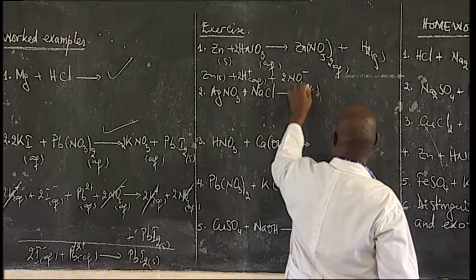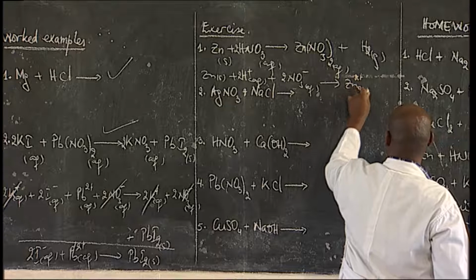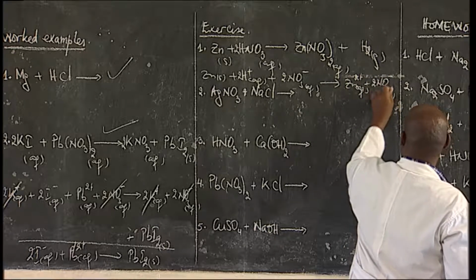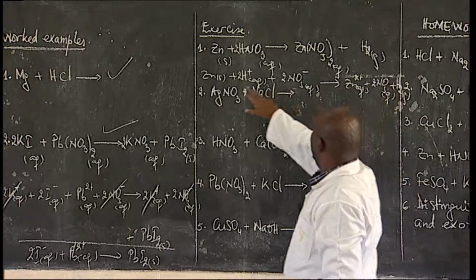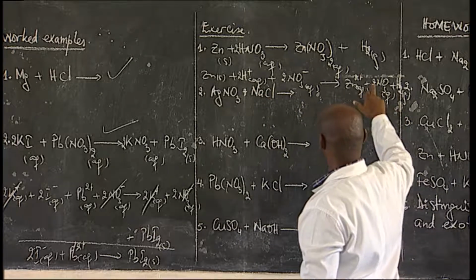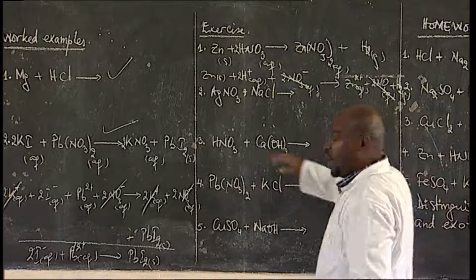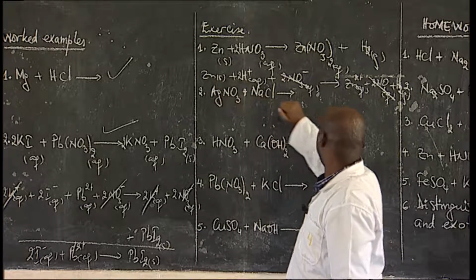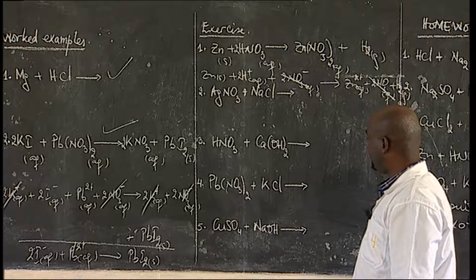plus 2NO3 negative, and we produce zinc 2 plus, 2 nitrate ions and hydrogen gas. H plus is not present on this side. So what we have that is present is the nitrate ion and the nitrate ion, and our ionic equation becomes zinc plus 2H positive to produce zinc 2 plus and hydrogen gas.